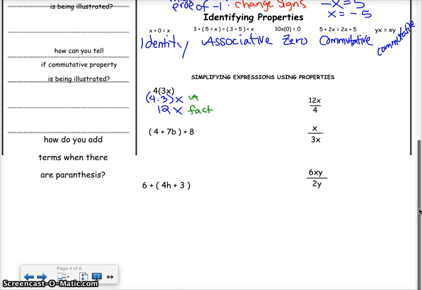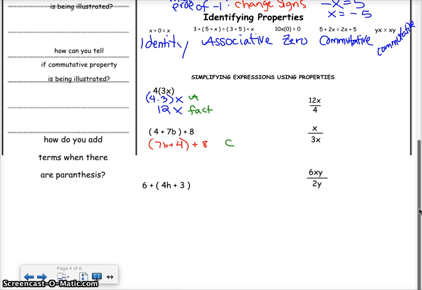Here I have 4 plus 7b plus 8. Now watch how I'm going to handle this. Okay, which property did I just use there? Commutative. I flipped. Commutative, because my goal, I'm trying to get it closer to that other number, because they both don't have variables. So this was commutative property.